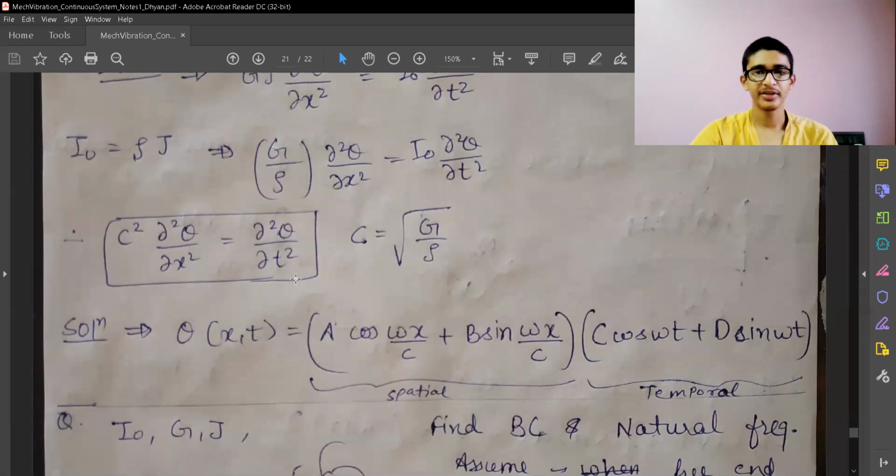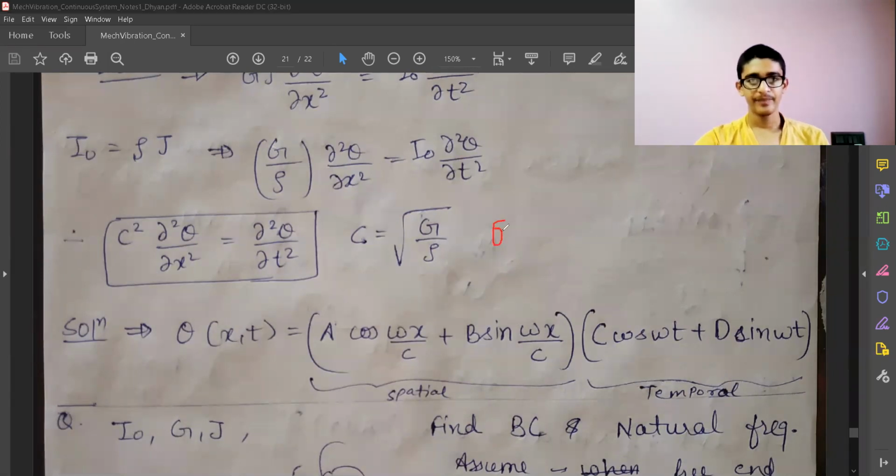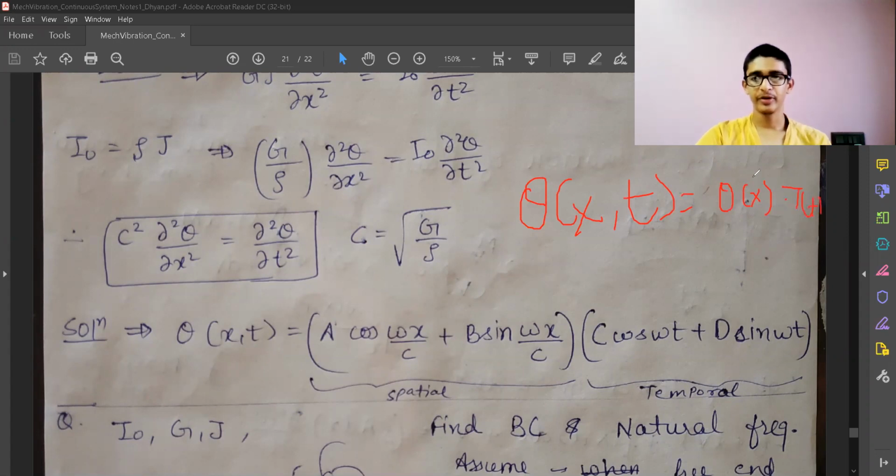And the solution again: how can we get the solution? I'm going to reiterate the same part. We'll do the separation of variables, assuming theta which is a function of x comma t. So I had theta as a function of x comma t. Now I'm going to separate the variables and write theta as a function of x only, into T, a function of t only. Now I'm going to substitute this condition over here.